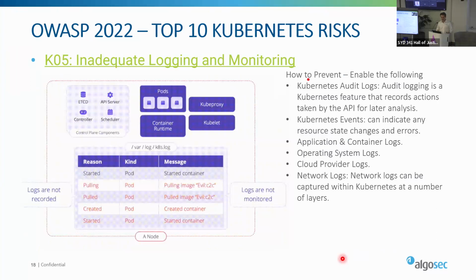The next one is inadequate logging and monitoring. There are native logging and monitoring capabilities in Kubernetes, so you should be enabling them. One of them is called audit logs. Basically, you can record actions that were taken, which will help you with history and backtracking what happened, and events that can indicate any resource state changes and errors.